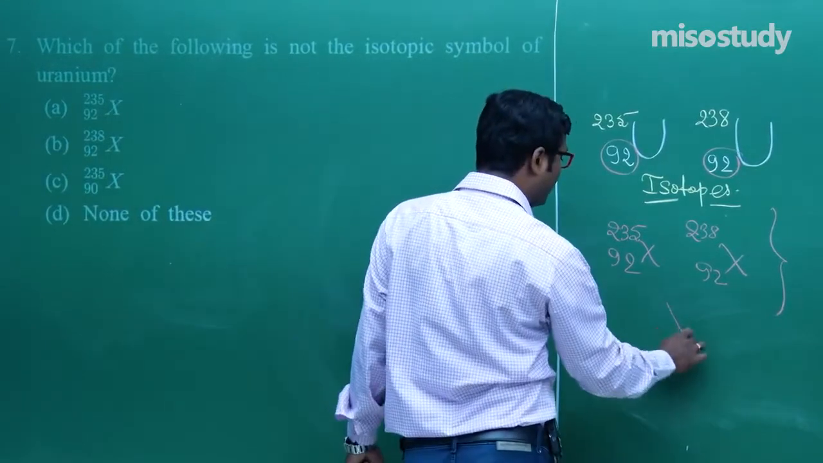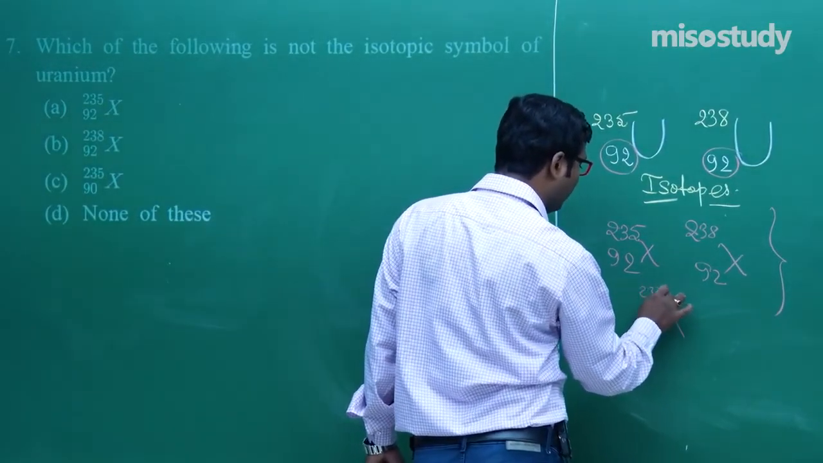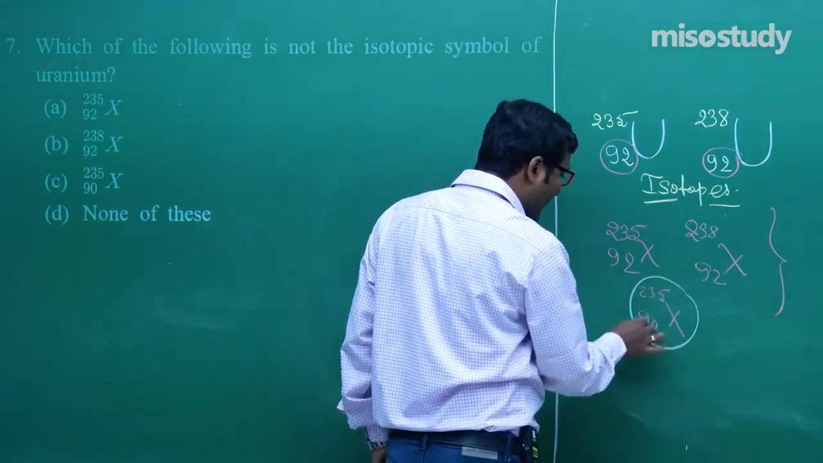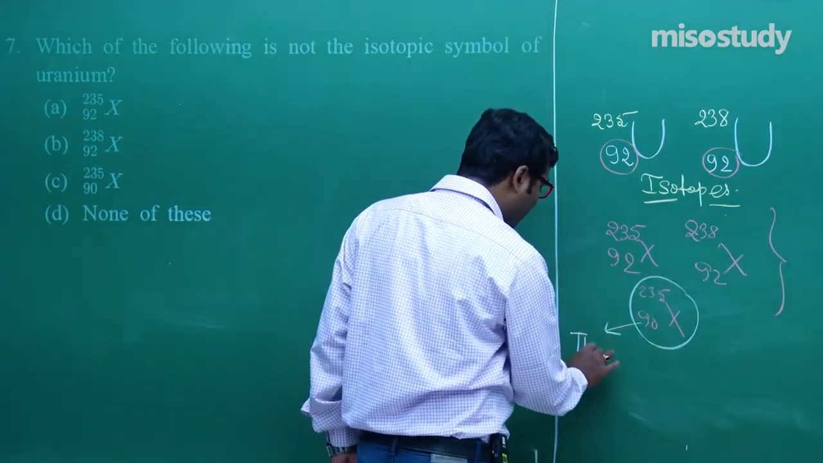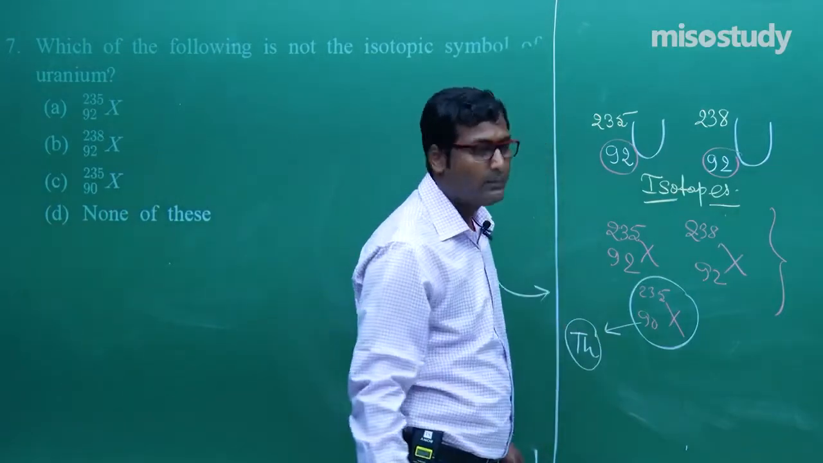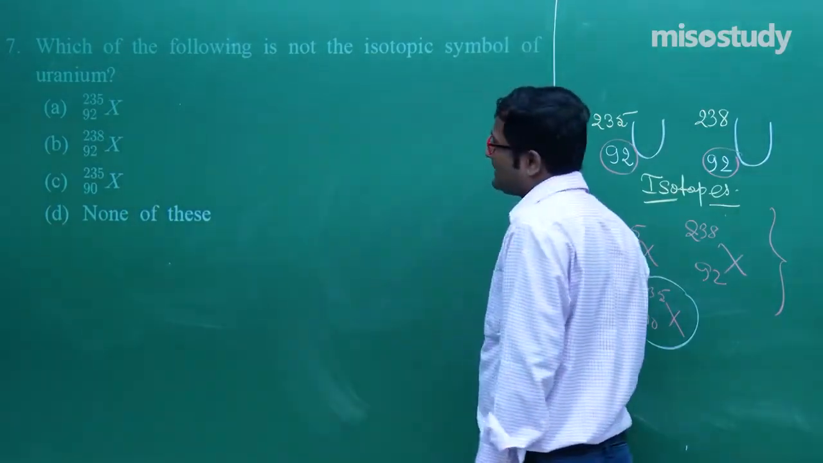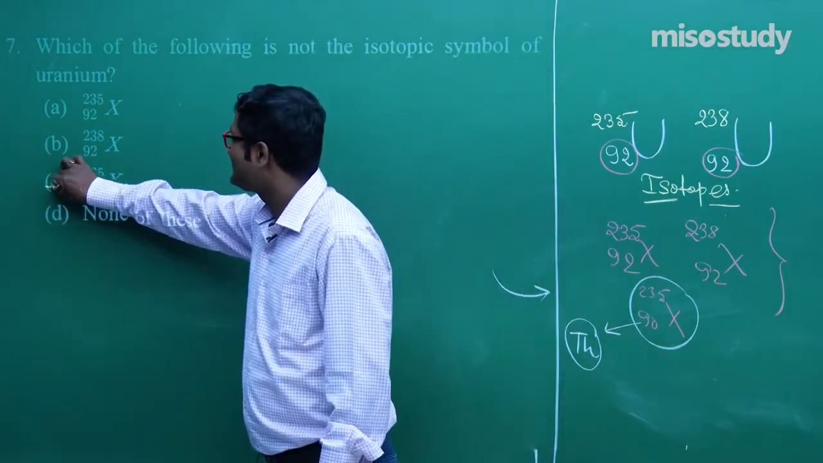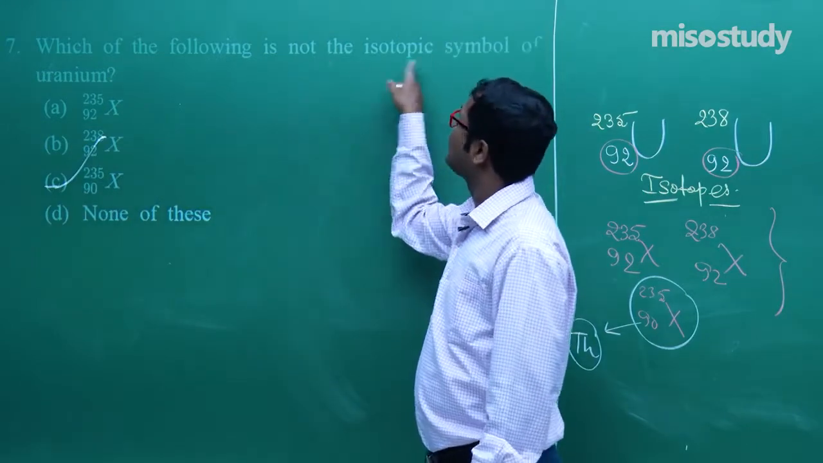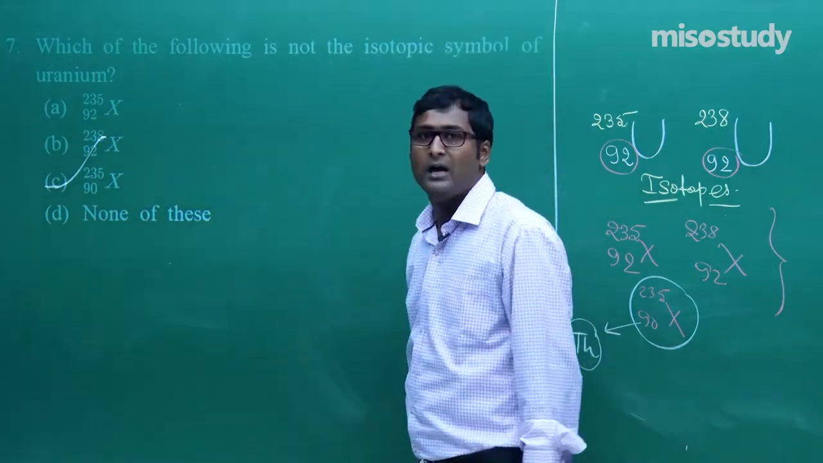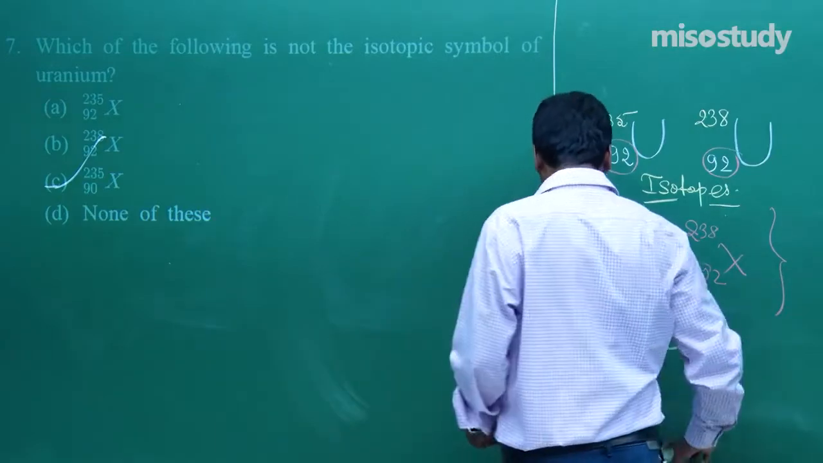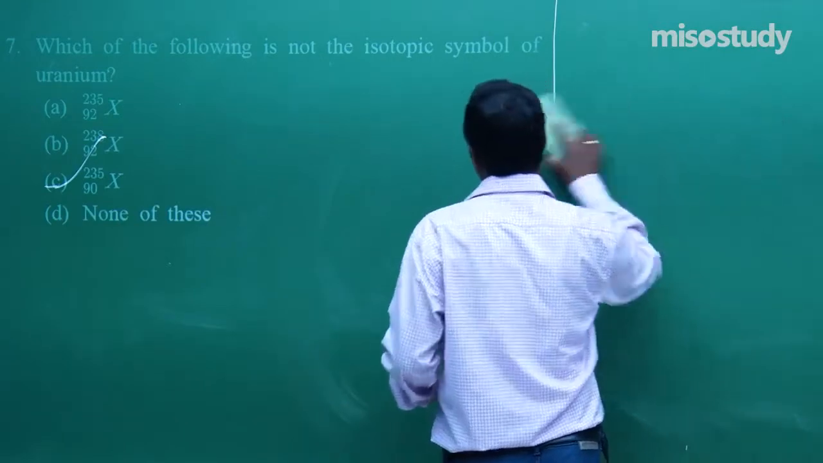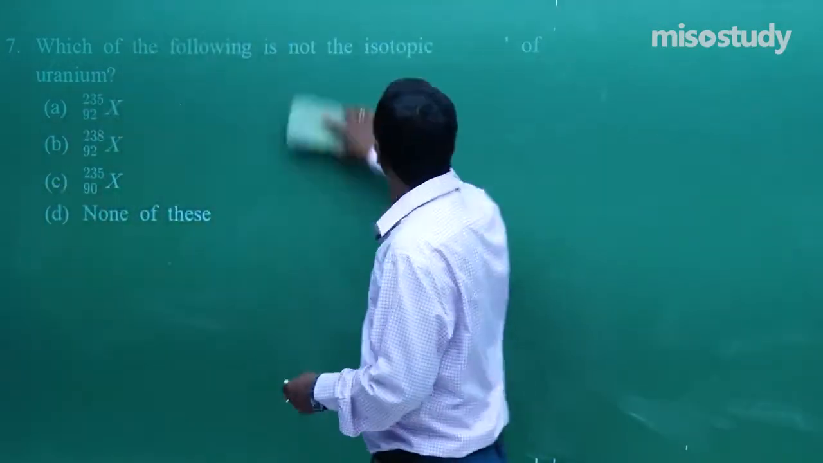So if I talk about X 235 90, this is not the correct symbol of uranium. 90 is the atomic number of thorium, not uranium. So for this case, we can say, sir, C is the correct option, that is, it is not the isotopic symbol of uranium. Clear friend? Now wait for a moment, I am going to rub this part and we'll discuss the next question.